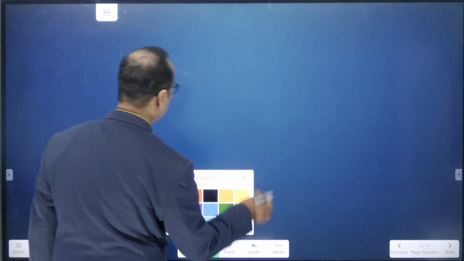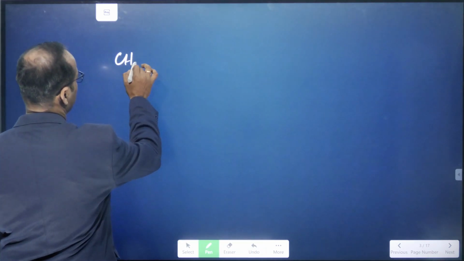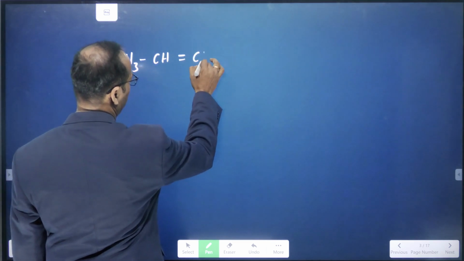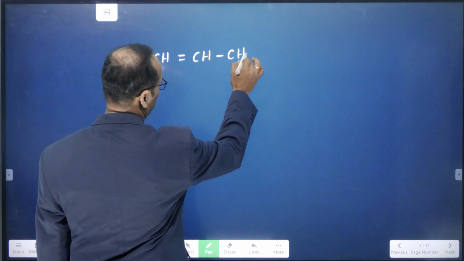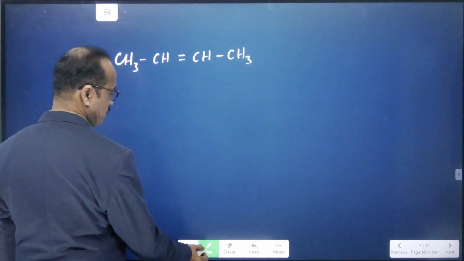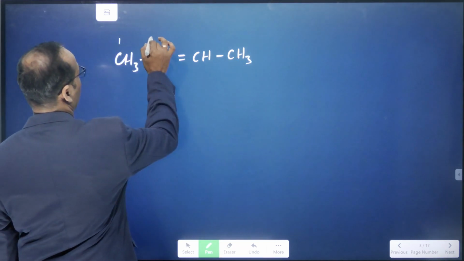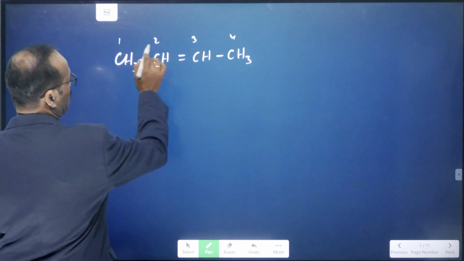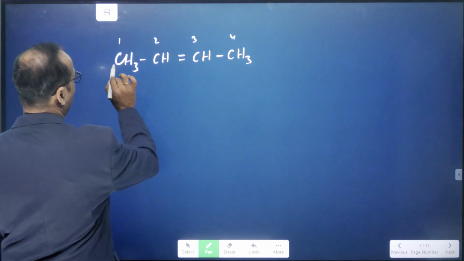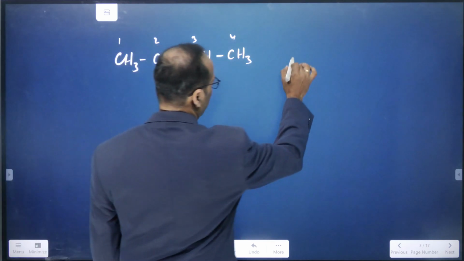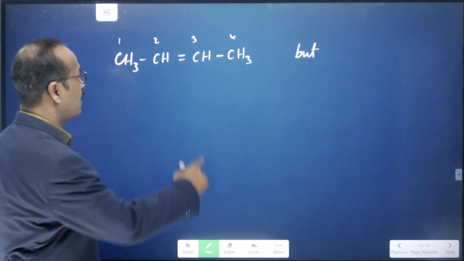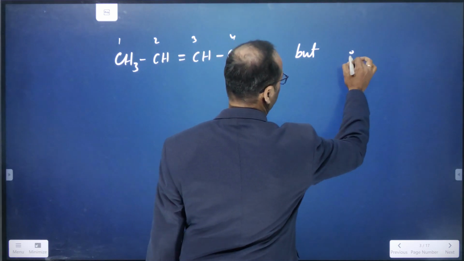Okay, one more example, let's see. For example, if I have a compound CH3, CH, double bond, CH, CH3, then what's the name of this one? Okay, so see here, 1, 2, 3, 4. I am counting from this one. 4 carbons are there, so the root word for 4 carbons is but, right? And the double bond is there, that is ene, right?